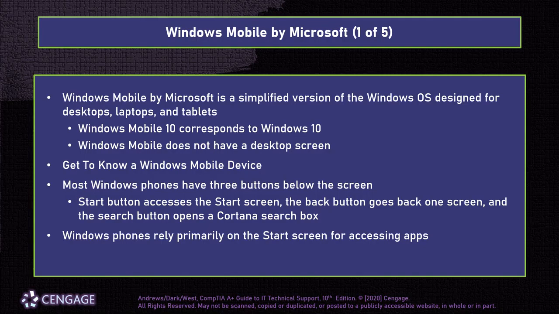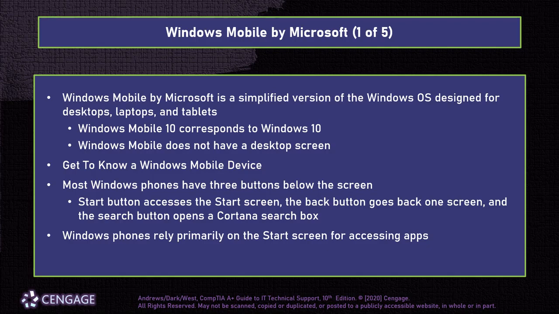Windows Mobile is a simplified version of the Windows 10 OS. You know, it used to be they would do a completely different design thing and they had interoperability, but now they're trying to make sure that they're essentially the same platform with a different interface. So most Windows phones have 3 buttons below the screen, kind of like we see with Android. Start button accesses the start screen, and it has the Windows Start logo on it, just like we're used to. The back button goes back 1 screen, and then the search button pops up a Cortana search box. And of course, Cortana being the voice assistant that we use for Windows devices from the Suit AI from the video game series Halo.